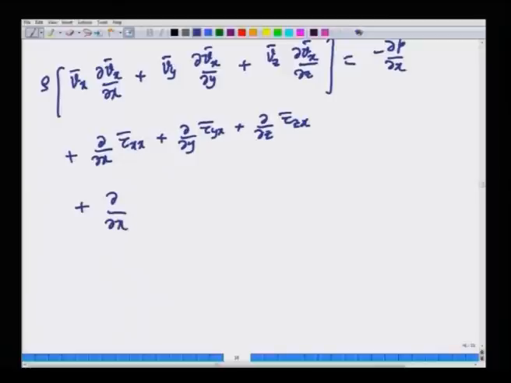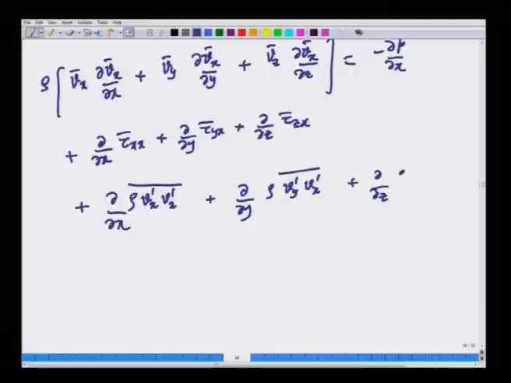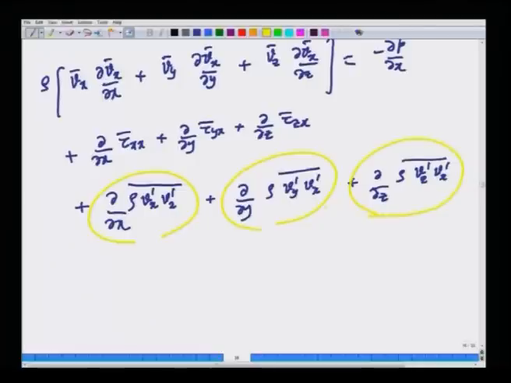we write this as partial by partial x of rho Vx prime Vx prime, because rho is a constant for an incompressible fluid, plus partial by partial y of rho Vy prime Vx prime plus partial by partial z of rho Vz prime Vx prime. Okay. So, this is the time average Navier-Stokes equations that we get, and we have told that these quantities are in general not 0, because there could be correlations among fluctuations.